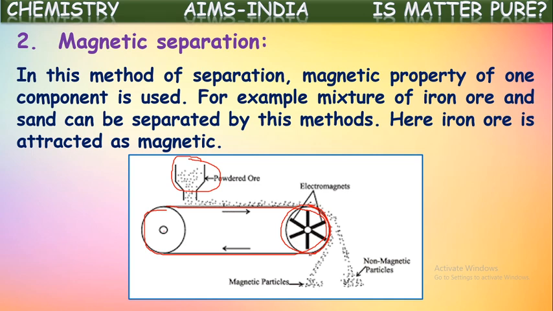So when this wheel is rotating, these non-magnetic sand particles directly fall here and form a small heap. Whereas magnetic ore particles stick to the magnet for a certain time. After a certain time, they leave the magnetic wheel and fall separately as a separate heap. In this way, magnetic particles and non-magnetic sand particles can be separated by using the magnetic separation technique. Generally this is used in large quantities to separate ores.